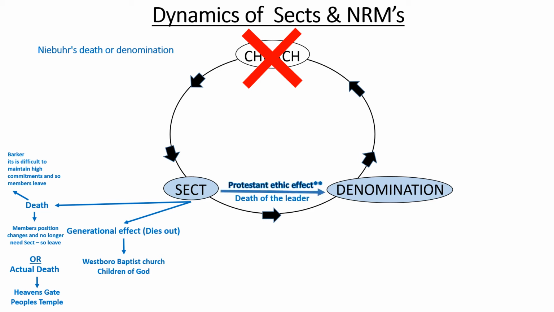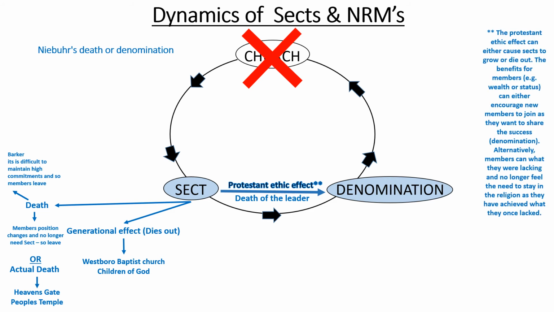The other option for a sect, as opposed to dying or declining, is, as I mentioned before, success. And this can come in two ways, turning from a sect to a denomination. So we might see the Protestant work ethic, as we mentioned before, where the members gain success, they gain wealth, status, it encourages other people to join the sect. That sect grows in status and power, and it eventually becomes a denomination.